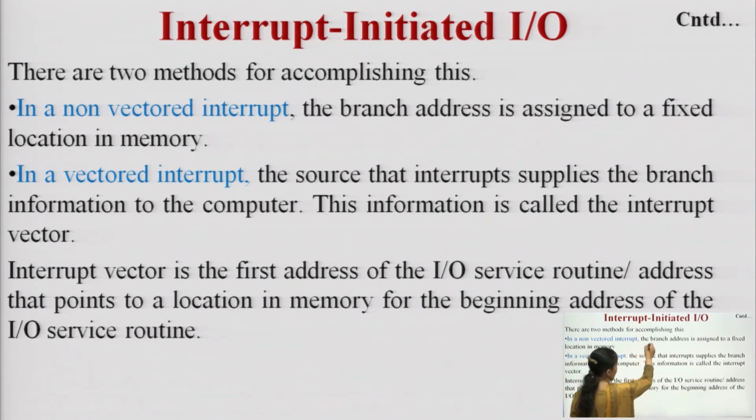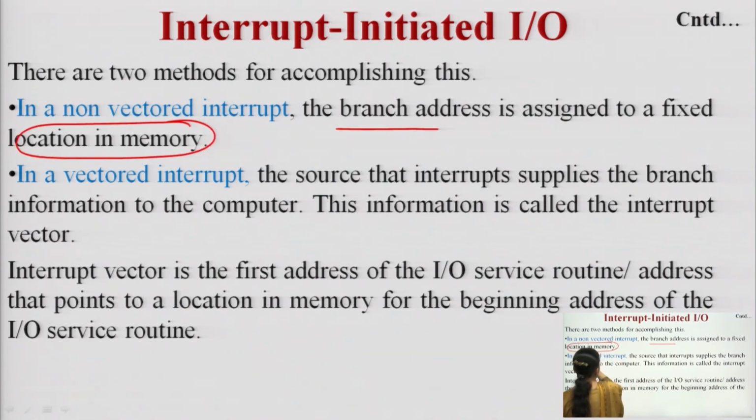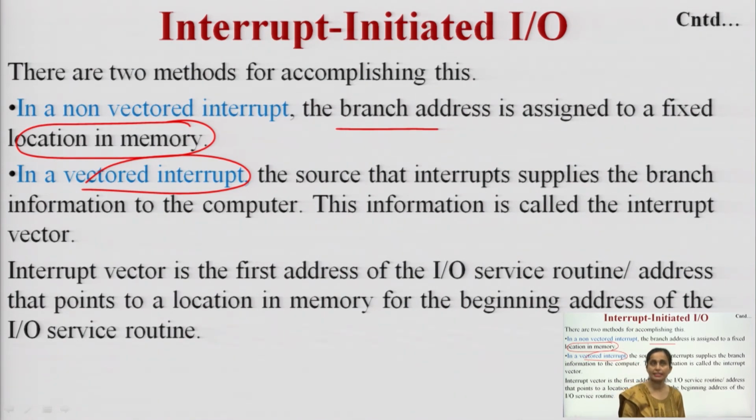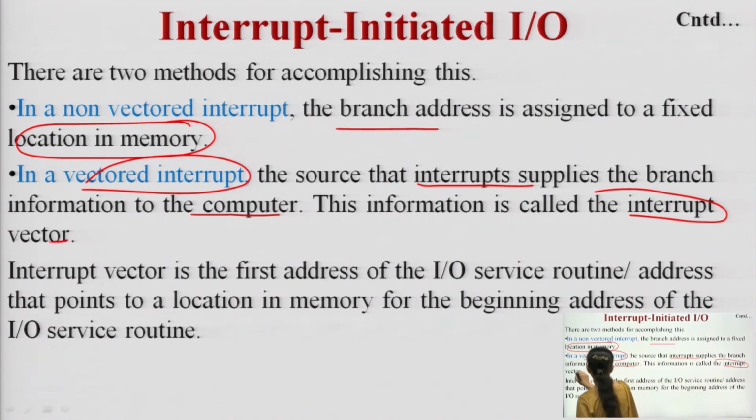In non-vectored interrupt, the branch address is assigned to a fixed location inside the memory, and in vectored interrupt the source will tell about the branching, meaning it supplies the branch information to the computer, and this address is called the interrupt vector. This interrupt vector is just the first address of the IO service routine, or it tells us the address that points to the location in memory for the beginning address of the service routine.